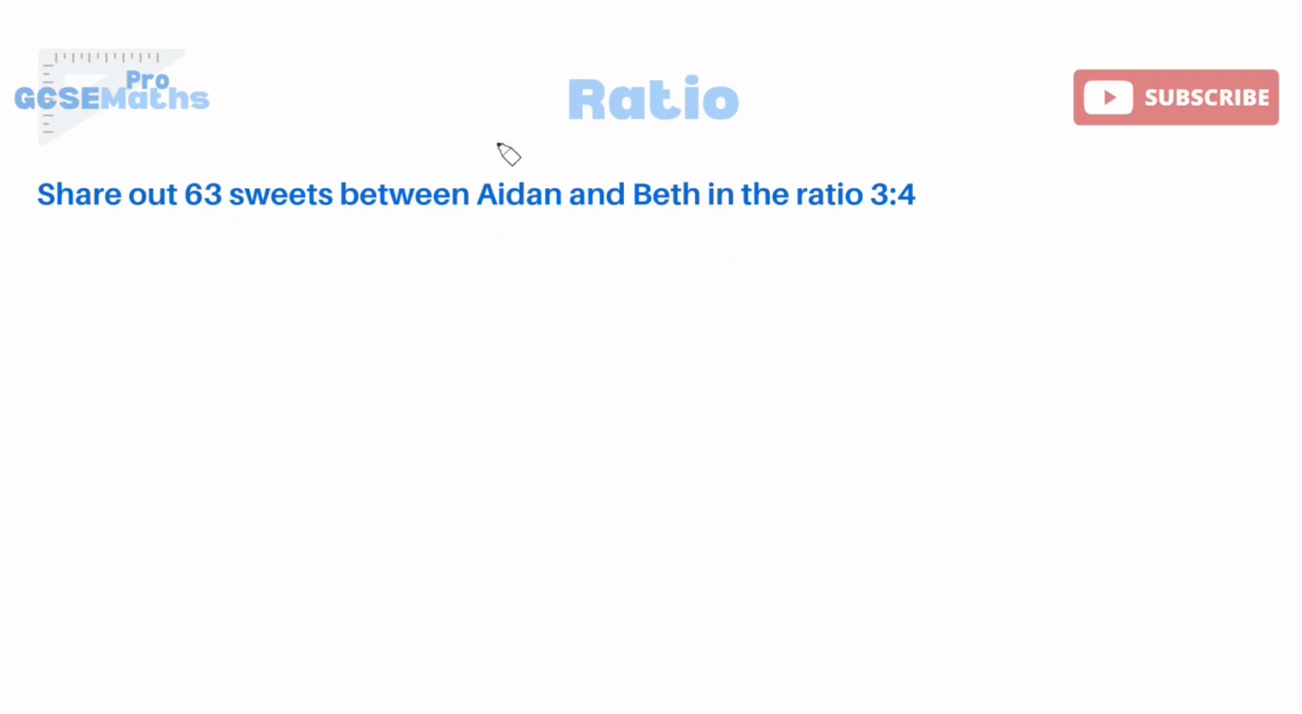So Aidan was mentioned first, which means he's going to be the 3 side, and Beth was mentioned second, so she's going to be the 4 side. So 3 for Aidan, 4 for Beth. Now, exactly the same thing.